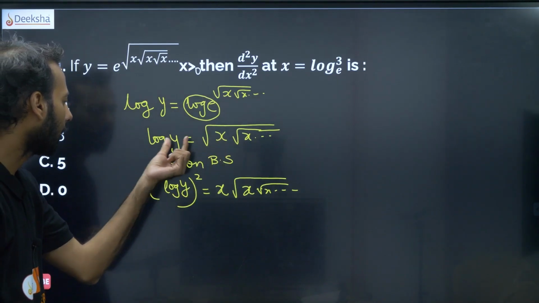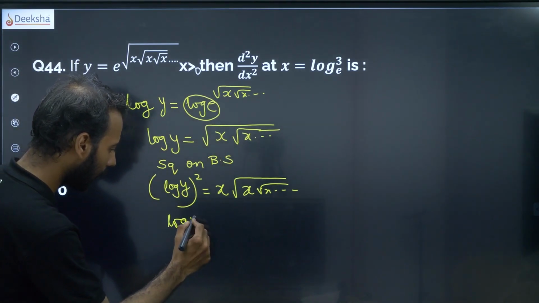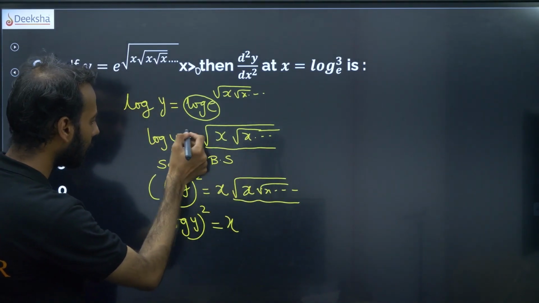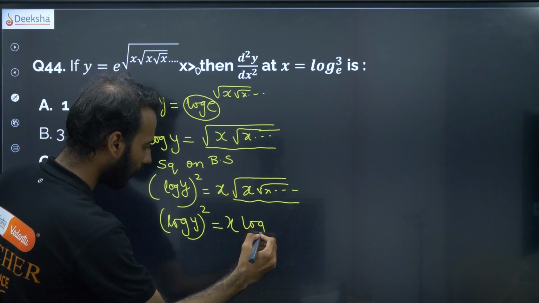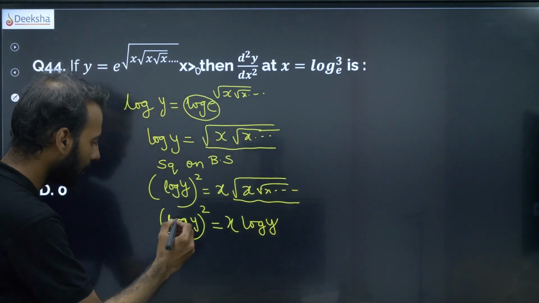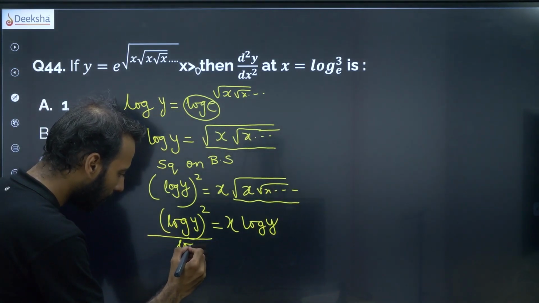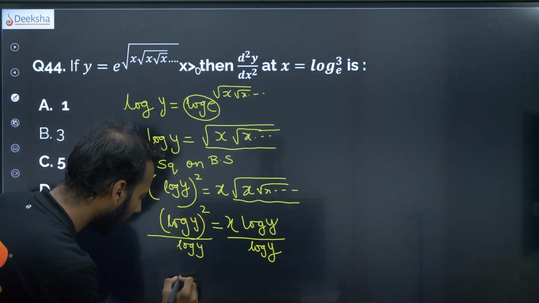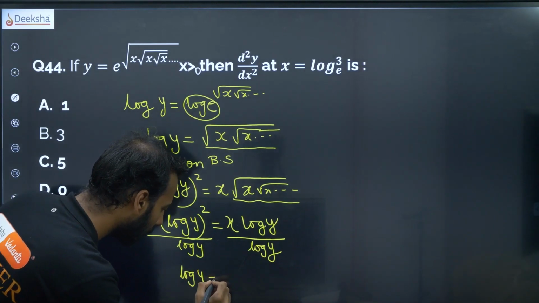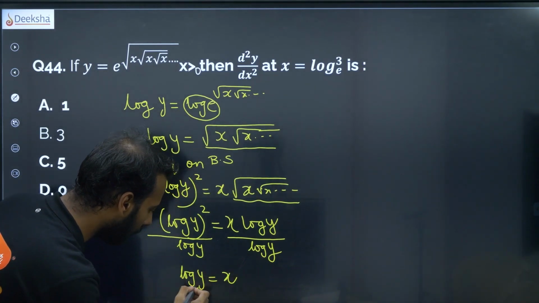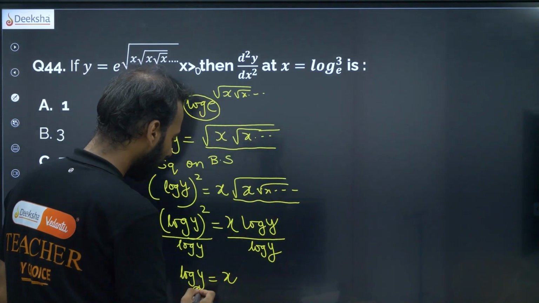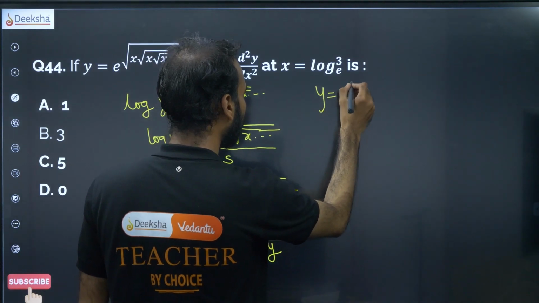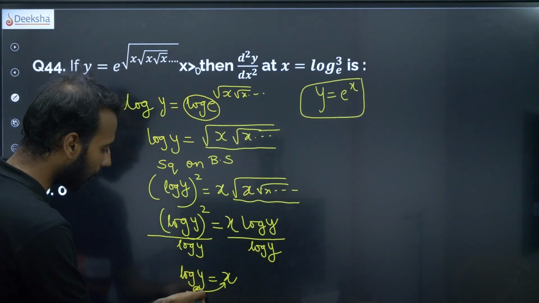Now if you observe, let me write this log y square as it is, equal to x. This value is root x, so this becomes log y. Next, if I divide by log y on both sides, here we are left with log y is equal to x, log to the base e. So if I take e to that side, using the definition of logarithm, we can write y is equal to e raised to x.